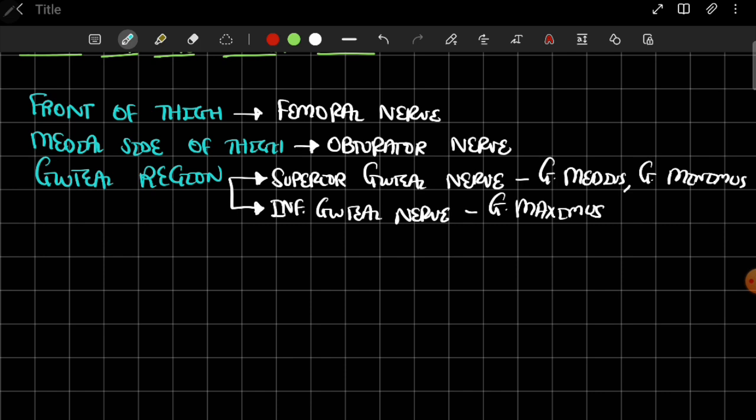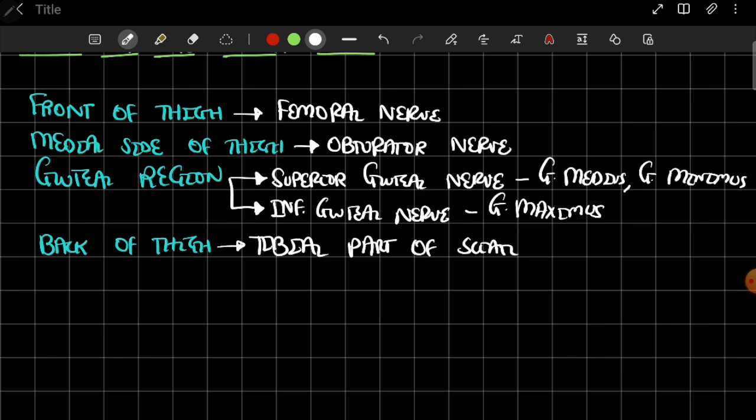The front of thigh is done, the medial side of thigh is done, the gluteal region is done. Now the back of thigh. Let me just write it first. The back of thigh is supplied by the tibial part of sciatic nerve, except the short head of biceps femoris. So this exception is important.